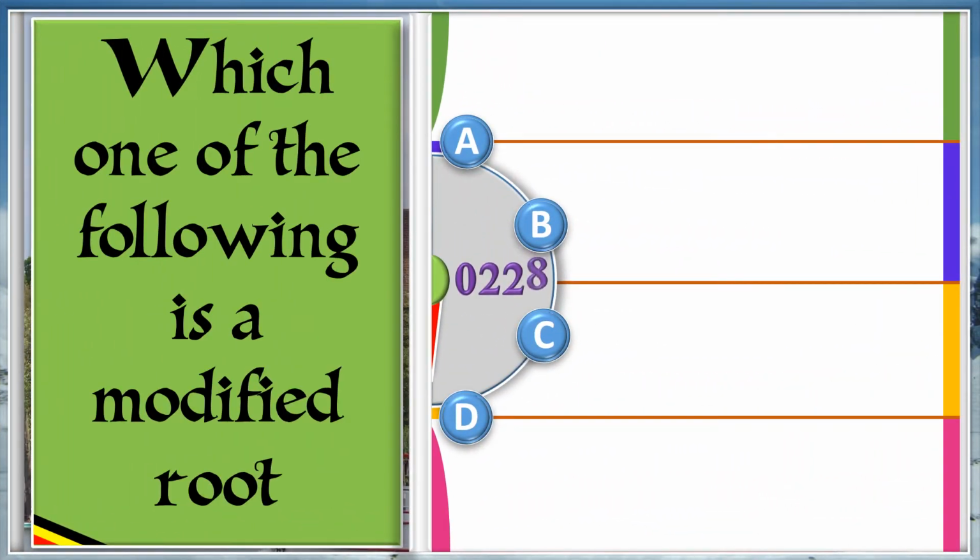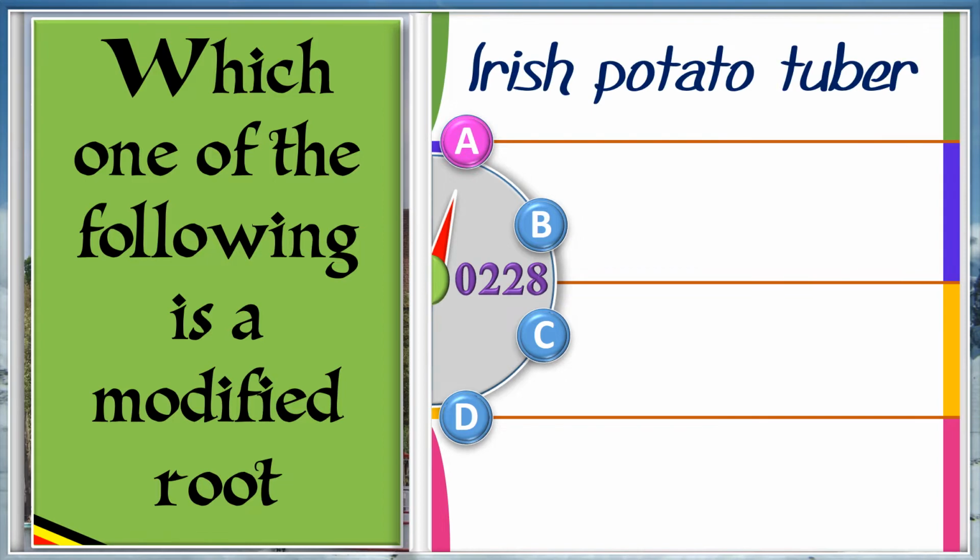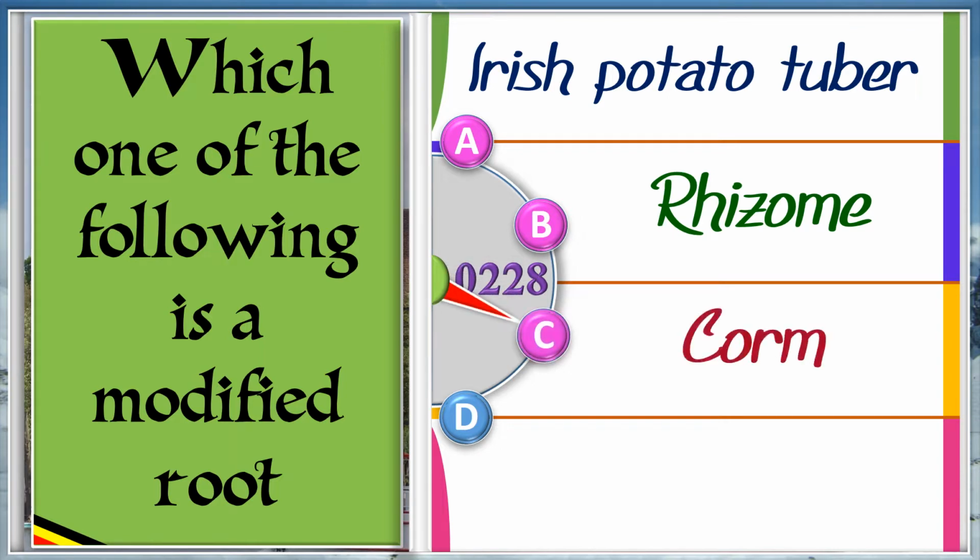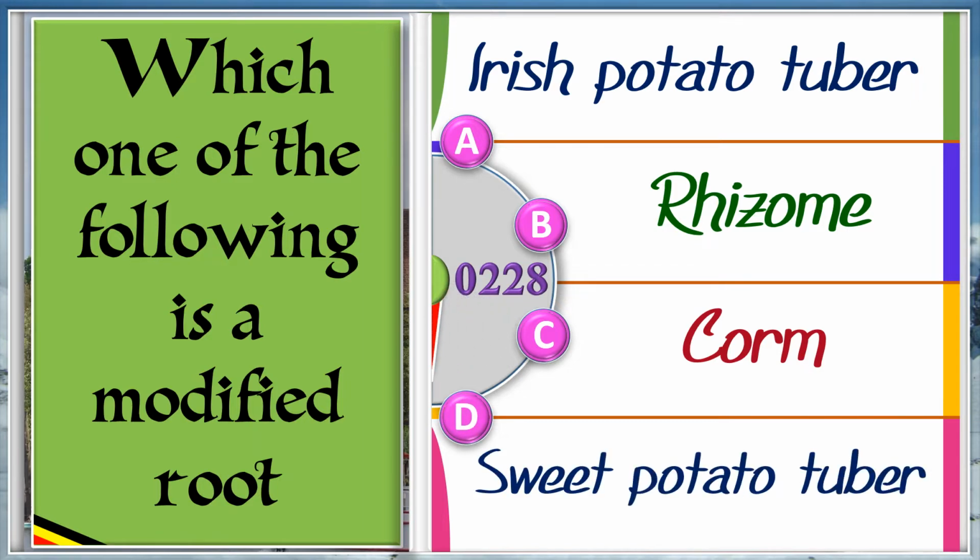Which one of the following is a modified root? A. Irish potato tuber. B. Rhizome. C. Corm. D. Sweet potato tuber. And the answer is D. Sweet potato tuber.